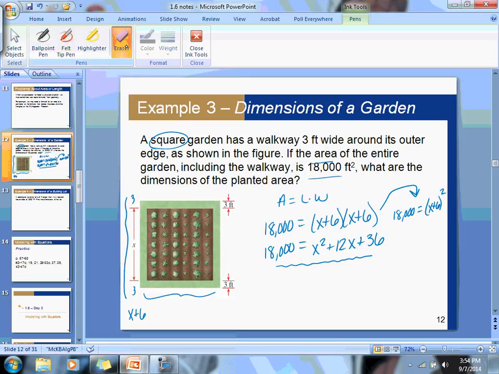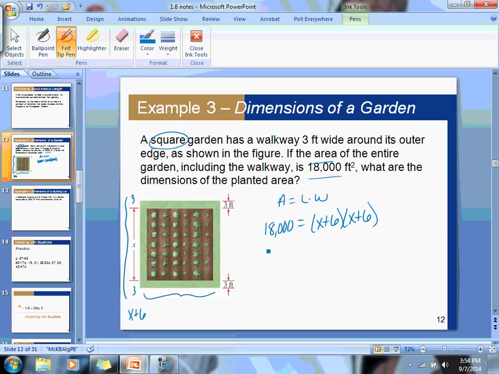So instead of doing this, let's rewrite it this way, because if I make it squared, then we just have to take the square root of both sides. And then we can subtract the 6, and then we'll have our value for x. So that'll be a lot less labor intensive.